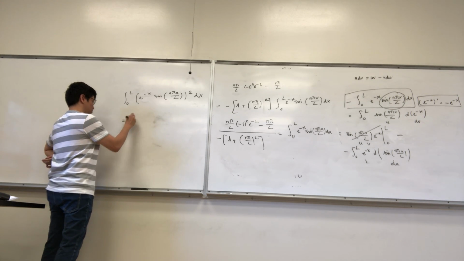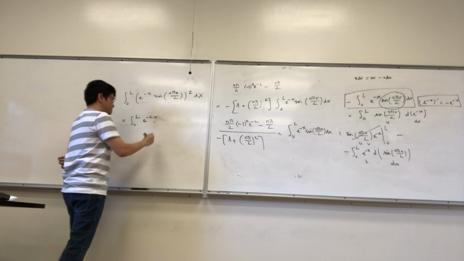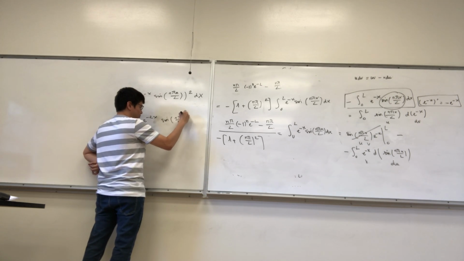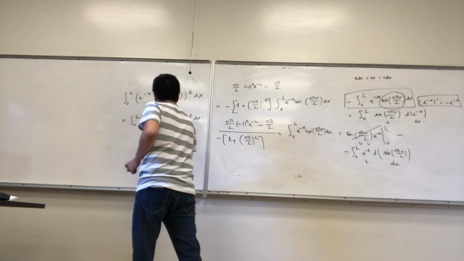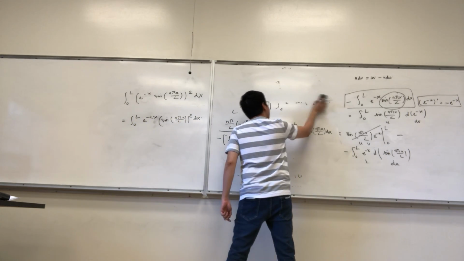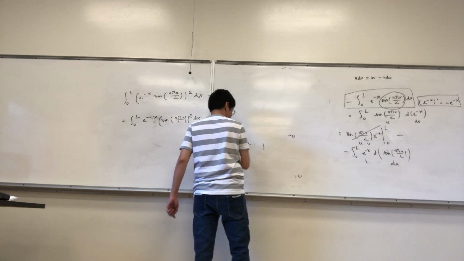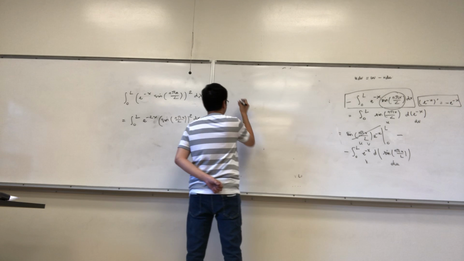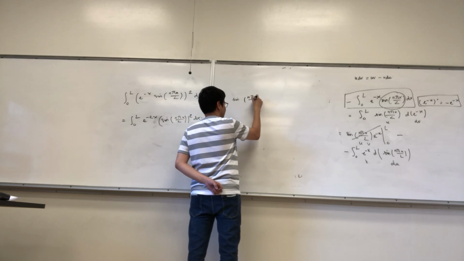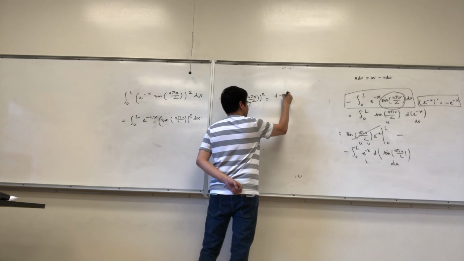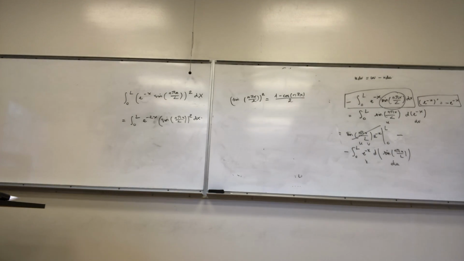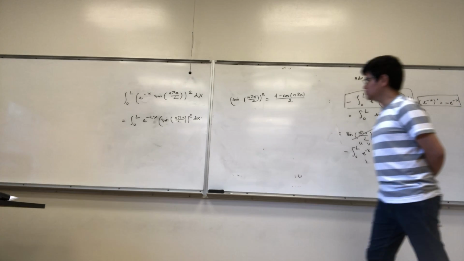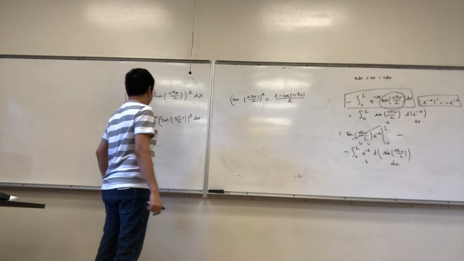Now, I'm going to compute this. So I get e to the power minus 2x, sinus of n pi x over l, squared, dx. All right? Sinus squared of n pi x over l is equal to 1 minus cosinus of 2 n pi x over l, divided by 2. So you have sinus squared is 1 minus cosinus over 2. I'm going to plug it here.